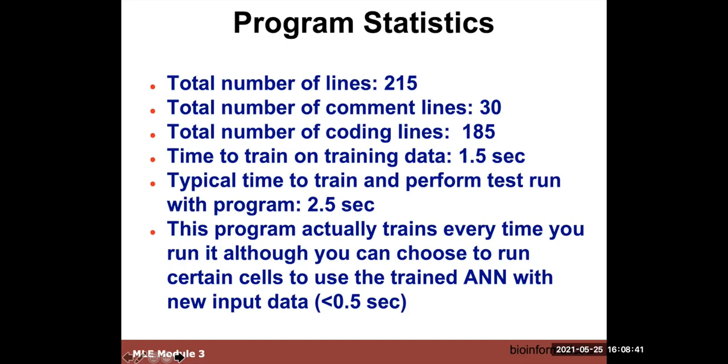So unlike the decision tree, which is maybe about 90 lines long, the neural net is quite a long program, about 185 coding lines. There's 30 lines of comment. It's relatively fast, partly because the data set is so small. We're just dealing with 150 flowers and a data set of four different measurements. The program is configured so that it trains every time you run it. So that adds a little bit of time, but because it's such a simple program, you'll hardly notice it.